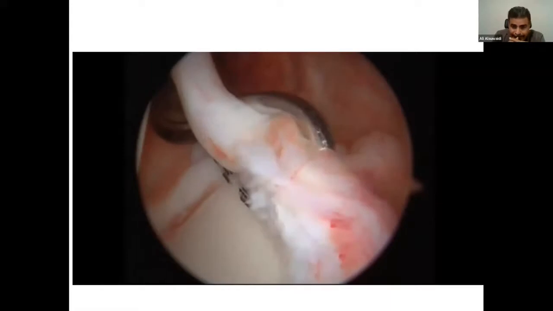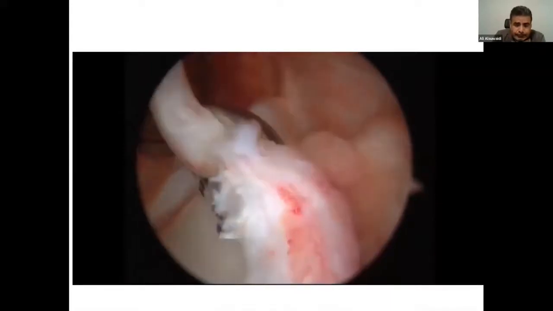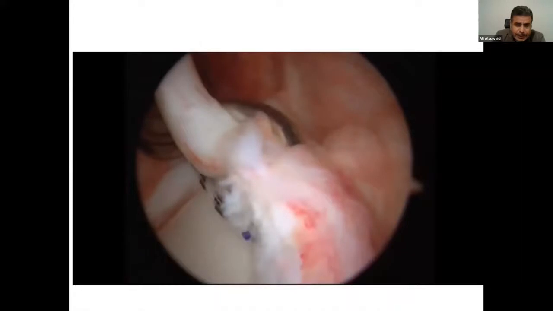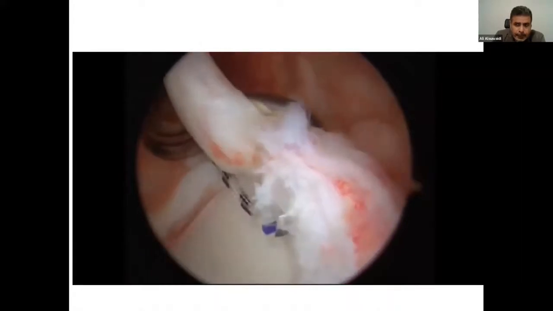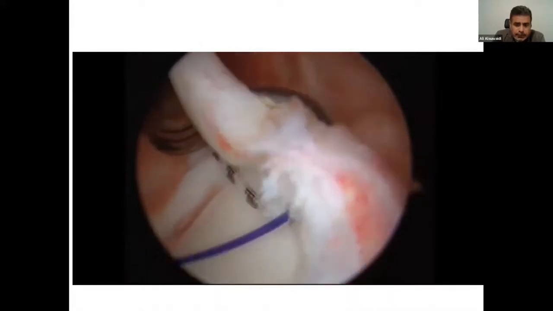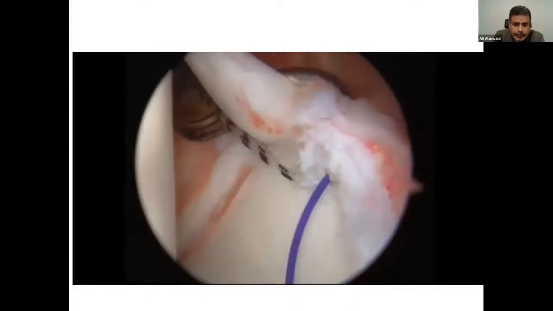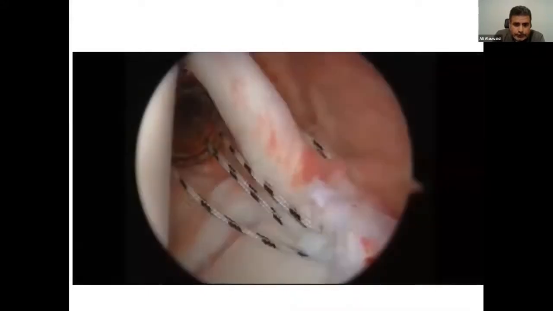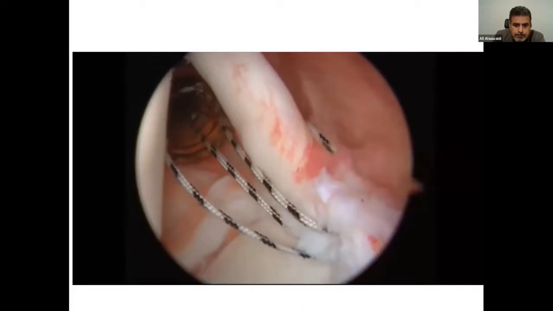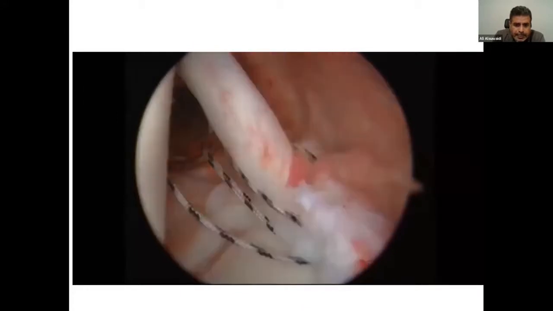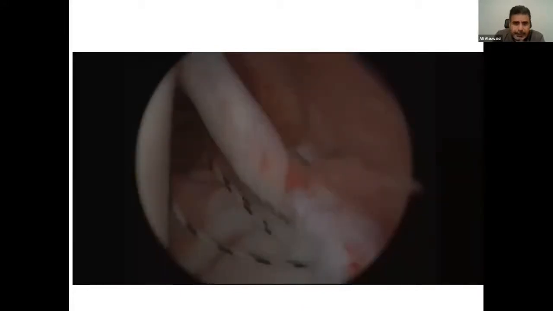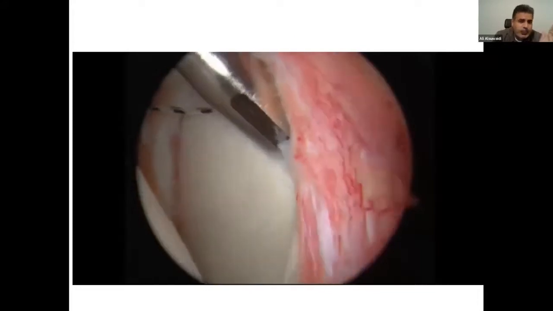And after I fix the SLAP lesion, sorry for the slowness of that, I hope the video is clear to you. I finished first after putting two anchors in here. This is the second anchor, and you have to see where I'm coming from.